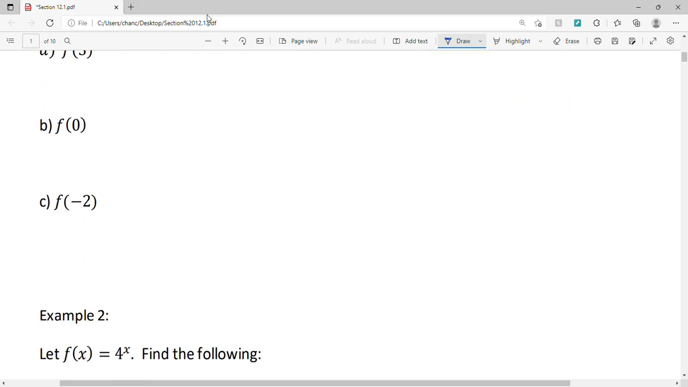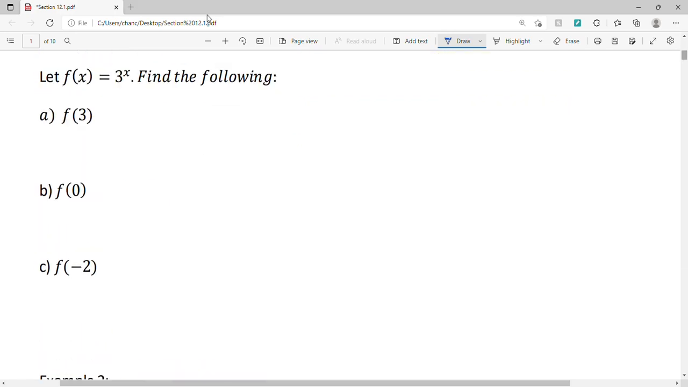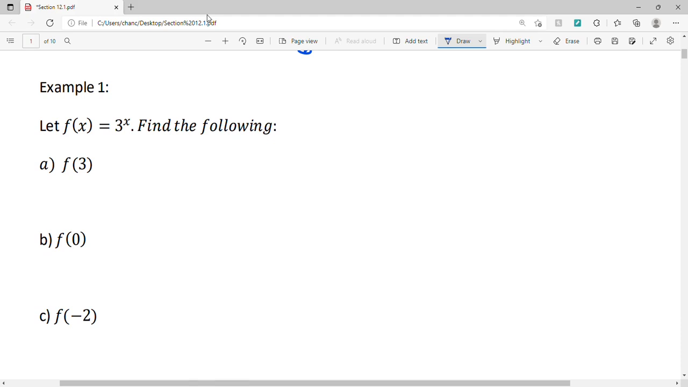Let's look at example 1 now. Let f of x be equal to 3 raised to the x. Find the following: f of 3. That means we'll take the base, which is 3, and raise that to a power of 3. This simplifies as 3 cubed, which I know is 27.